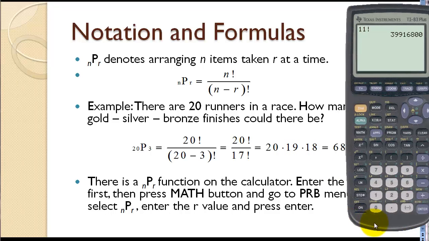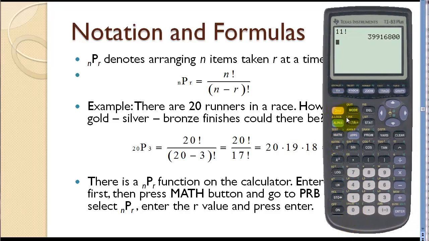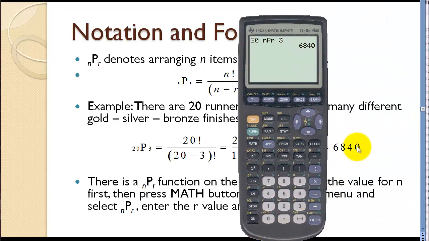Now let me bring a calculator up here and show how we could calculate that using the graphing calculator. To do that, we're going to enter the n number first, so I'm going to enter 20. Then we're going to press the math button, and go over to the probability menu, and nPr, our permutations, is item 2. Now we enter the r, which is 3, and press enter, and we get the same number here that we had when I did it by hand.